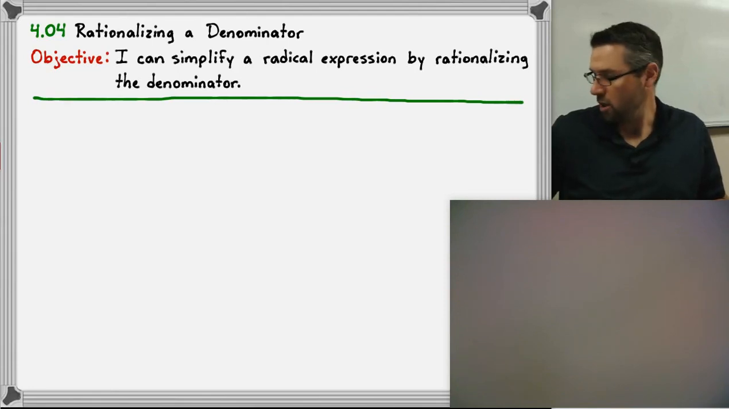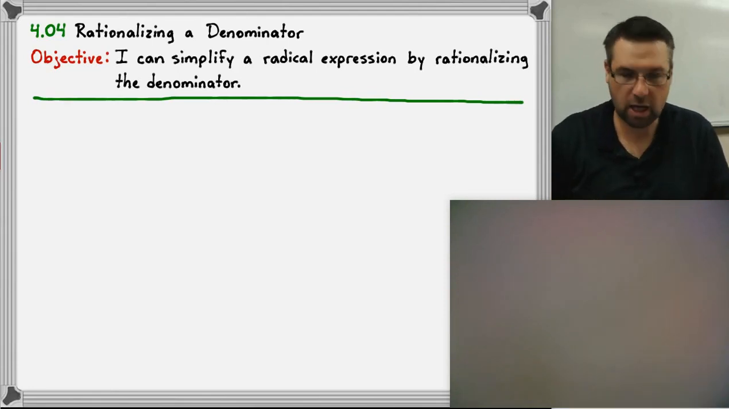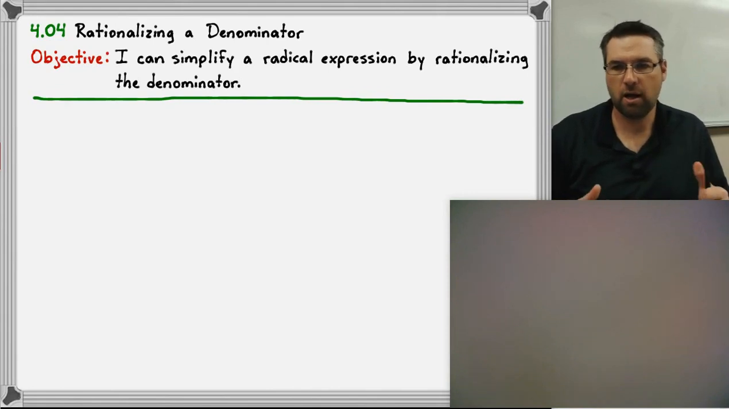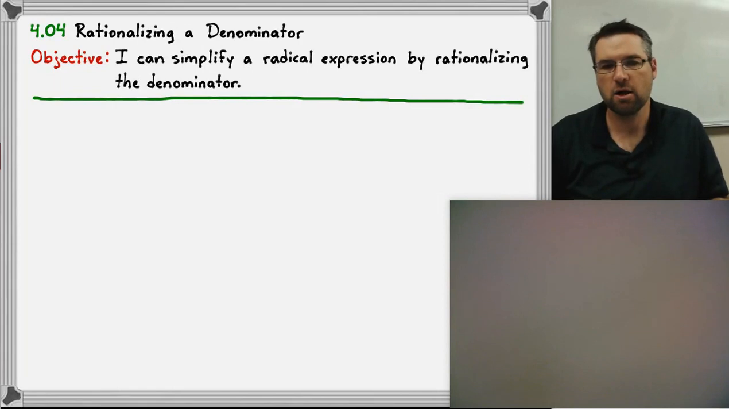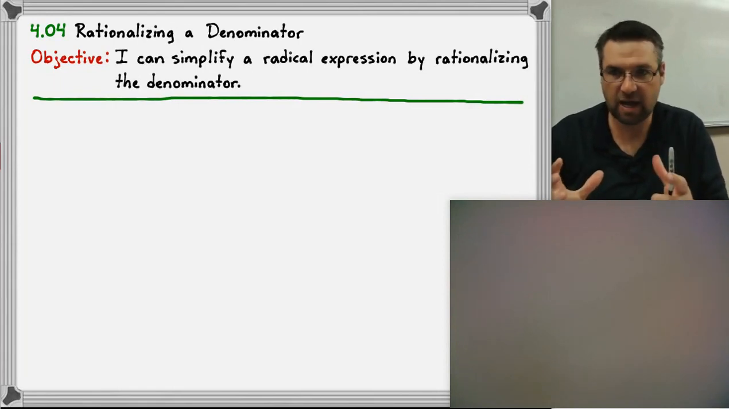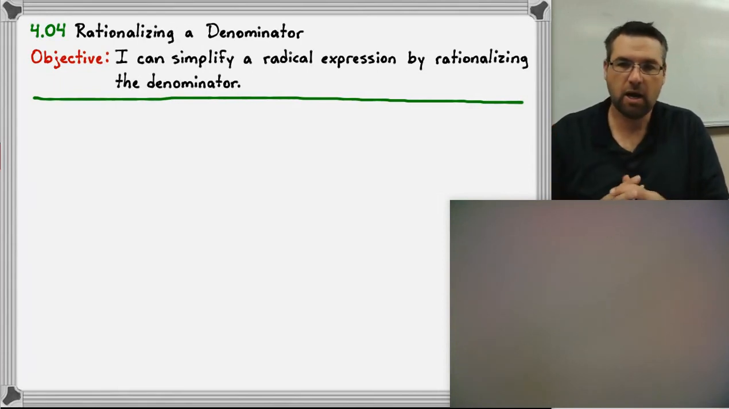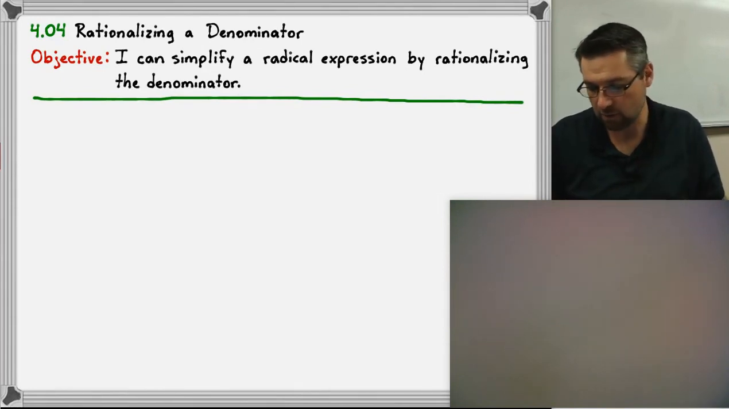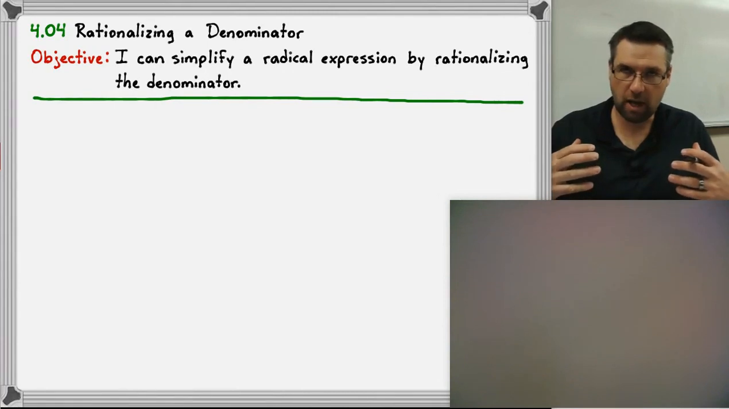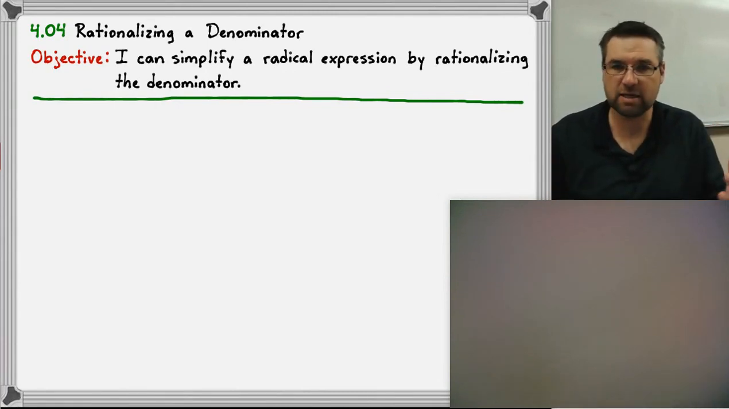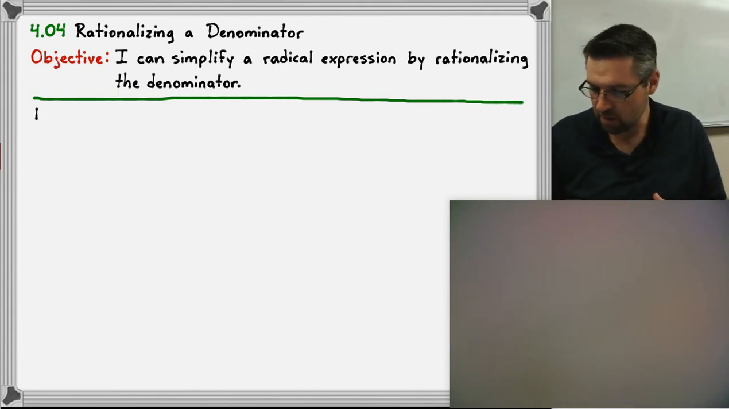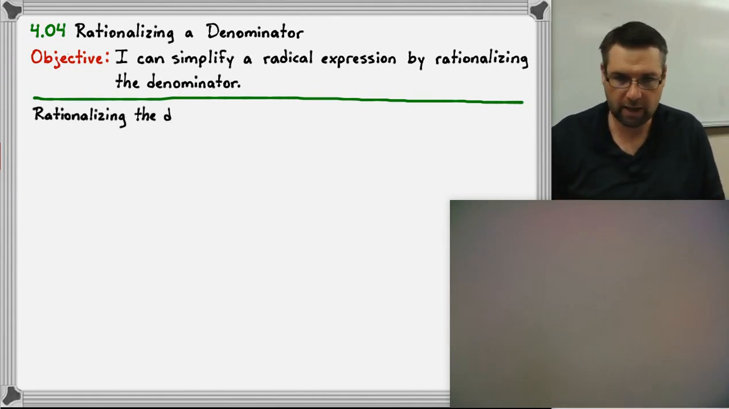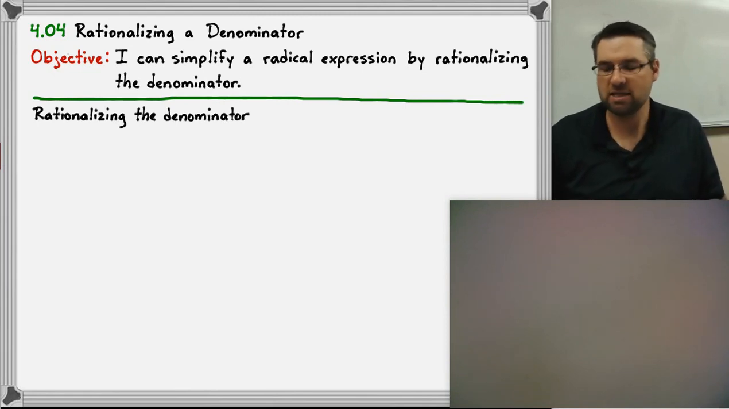Hey everyone, welcome back. We are continuing our journey through radical expressions and simplifying expressions that have radicals in there. So far, we talked about the basics, simplifying a radical, and we've talked about adding and subtracting radicals. We talked about multiplying and dividing radicals. Today, we're going to talk about something that's related to all of that, obviously, but basically a rule of thumb that we follow in math as kind of a norm, okay? Something called rationalizing the denominator.